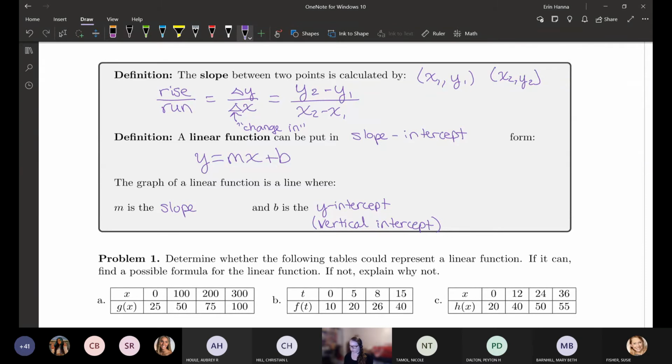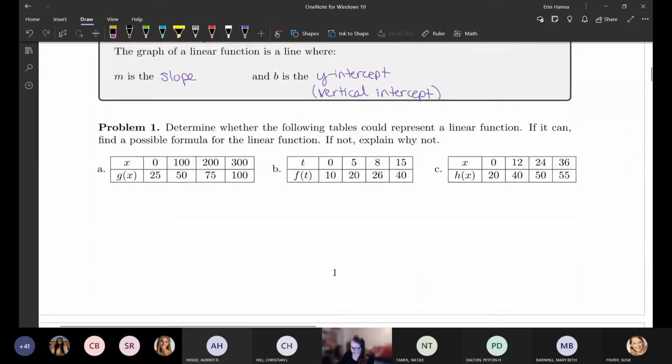One thing I should say about slope is it doesn't matter which point you make x1, y1 and which point you make x2, y2. You will get the same answer. The only thing you need to be super careful of is being consistent. If you put a certain y value first, you have to put its associated x value first. So that's the only thing you have to be careful on. Otherwise, it doesn't matter which point you make which.